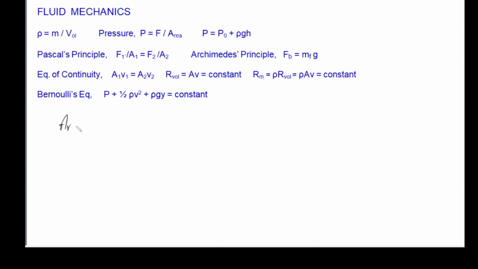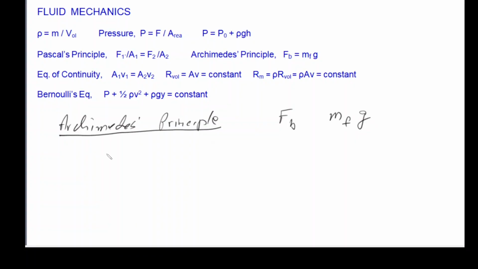Now, let's talk about Archimedes' principle. This principle states that when a body is in a fluid, a buoyant force, F sub B, acts on the body. It is directed upward and has a magnitude equal to the weight of the fluid that has been displaced by the body. So the buoyant force is given by F_B, and its magnitude is given by the mass of the fluid displaced times g.